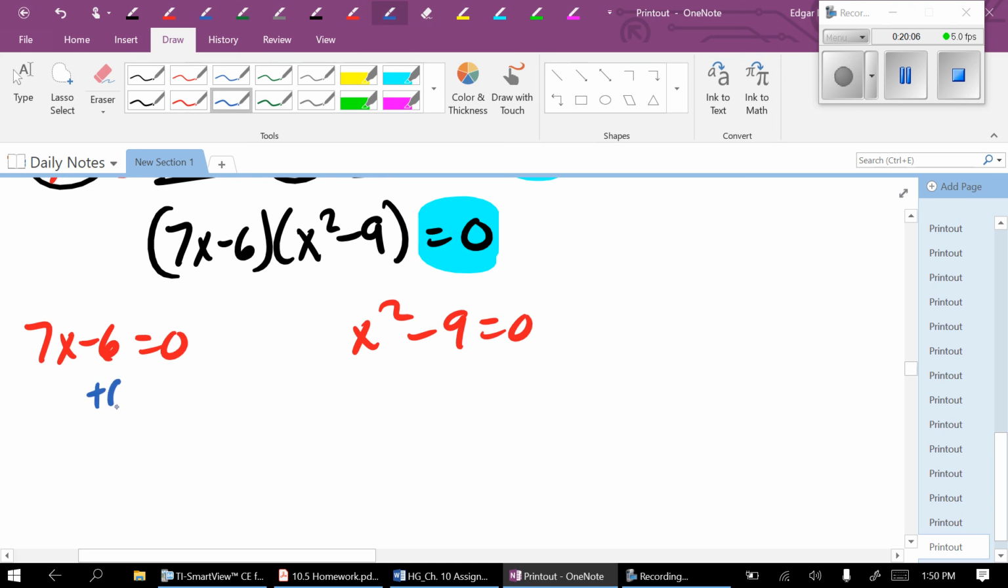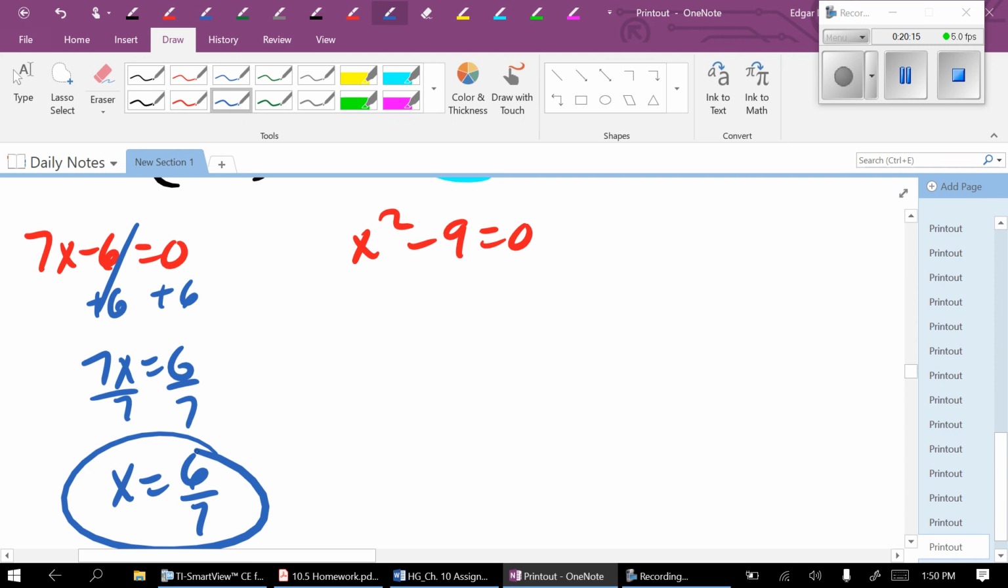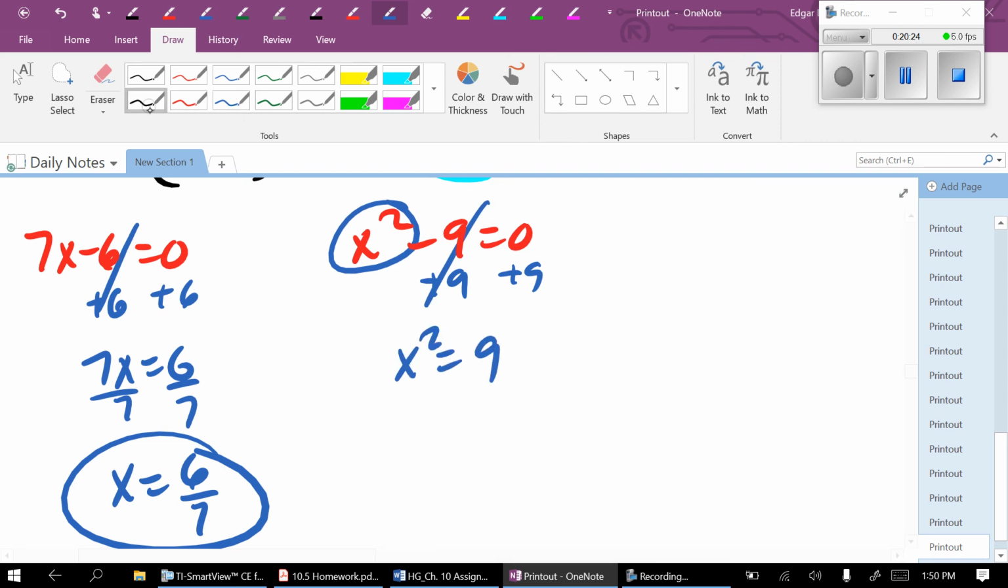Hopefully not too crazy here, but I'm going to get 7x equals 6, divided by 7, I get an answer of 6 over 7. That's my first answer. However, over here, I'm going to have to get this x squared by itself, guys. So get rid of the negative 9. So I'm going to do x squared equals 9. Now, to get rid of a square, we have an inverse property for that, and that's the square root. So we need to square root both sides to get x equals, and this is what you need to be careful with, guys, plus or minus. Do not forget your plus or minus.